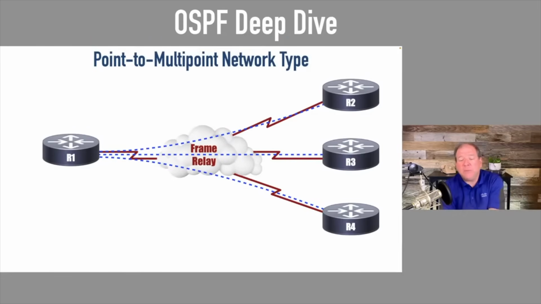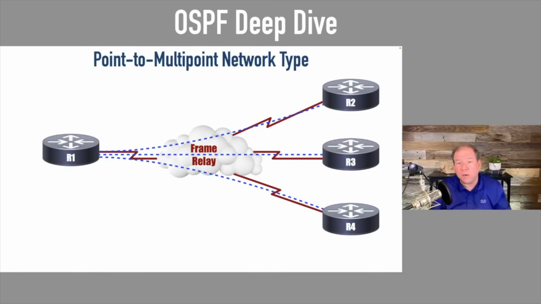And the final type is a point to multipoint. Now this looks about like the other one, doesn't it? The other one, all of these routers belong to the same subnet. That's not the case here. R1 in this case is going to have 3 sub-interfaces like serial 0/1.1, 0/1.2, 0/1.3. And there's going to be a subnet on each of those permanent virtual circuits. There's one subnet from one sub-interface on R1 up to R2. Different subnet going to R3. Different subnet going to R4.